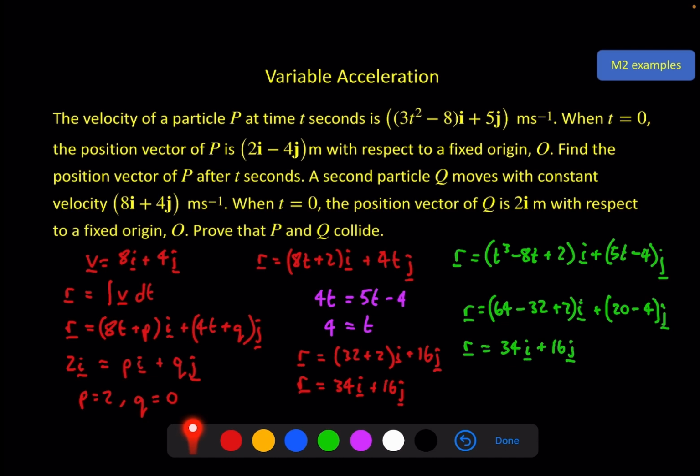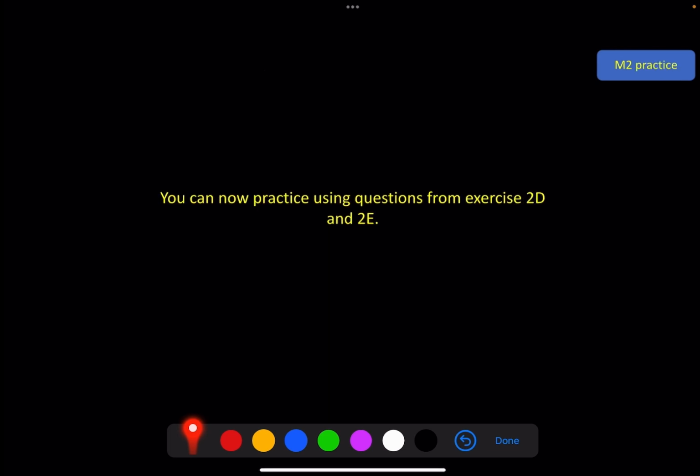Recapping very quickly, to prove that two particles collide, you must have their position vectors, equate one of the components to get the time for which it is equal, and also use that same time in the other component to show that that too is equal. When you've shown they have the same position vector in both components for the same time, you have proven that the particles collide.